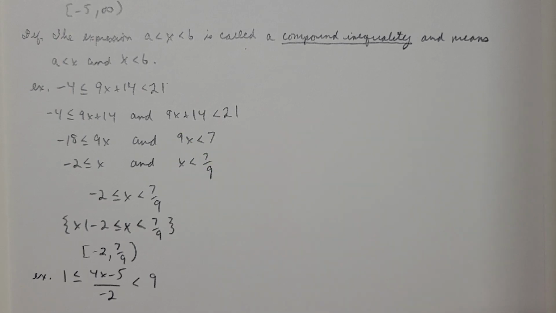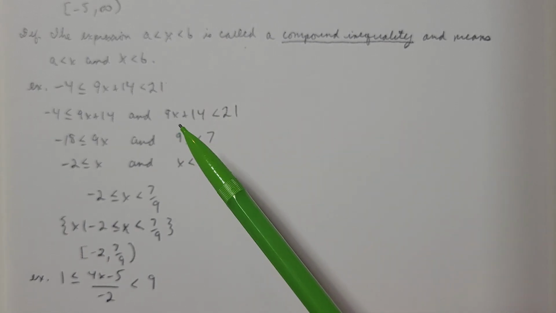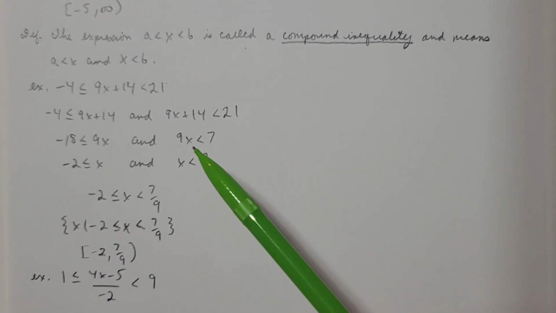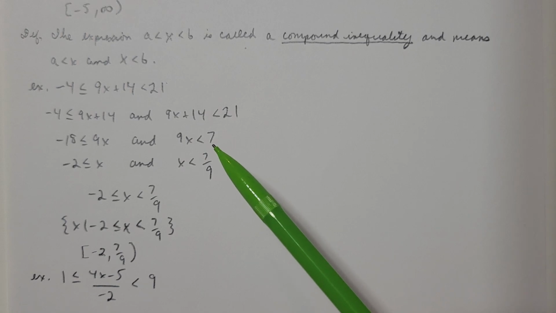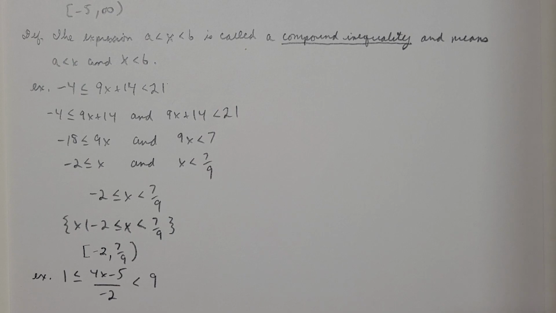Okay, and go ahead and write that keyword down. That's a keyword in the problem. Yeah, do the same thing on the other inequality. Subtract 14 and divide by 9. So when I subtract 14, I get 9x less than 7, and divide by 9. 9 is a positive number, so I'm not flipping the sign there. Looks like x is less than 7/9.